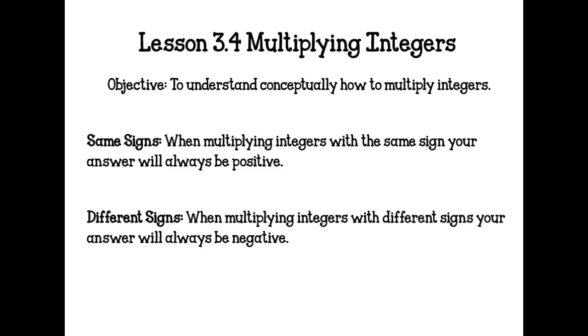Lesson 3.4, we're talking about multiplying integers. The objective is to understand conceptually how to multiply integers. When we're multiplying integers that have the same sign, your answer will always be positive. If your integers have different signs, your answer will always be negative.